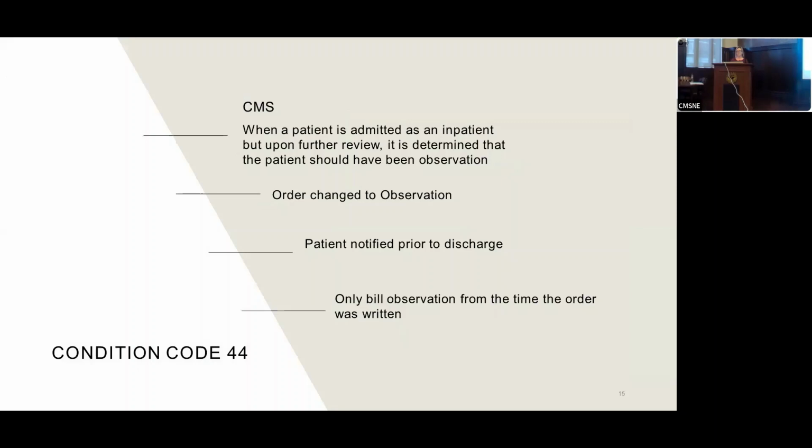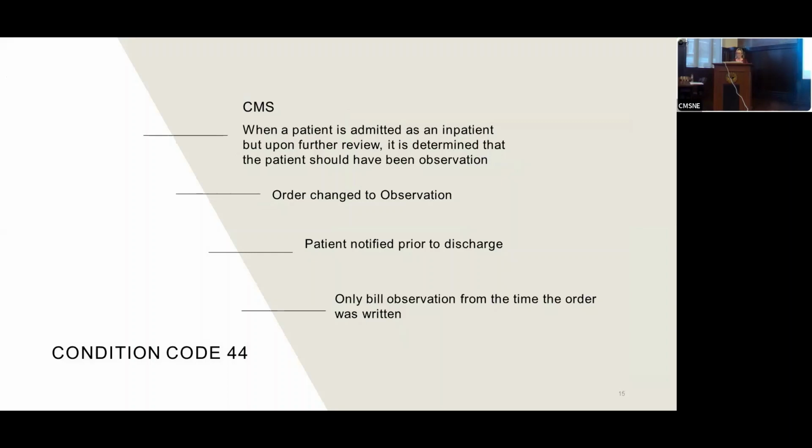Condition code 44. When a Medicare patient is admitted to the hospital as an inpatient, and upon further review, it's determined that the patient should not have been inpatient, Medicare has us do a process called a condition code 44. This has only been around for about 20 years. Prior to that, if you found that your patient wasn't appropriate for inpatient, you just had to write the whole thing off.